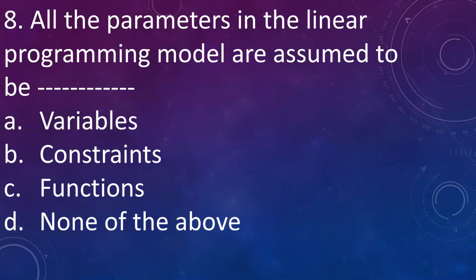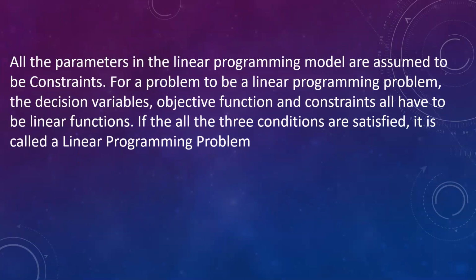Next question is, all the parameters in a linear programming model are assumed to be A. Variables, B. Constraints, C. Functions, D. None of the above. Answer is constraints. If you consider human labor and machines, there is some constraint, that is, there is some limitation in the use of both inputs. So all the parameters in a linear programming model are assumed to be constraints.